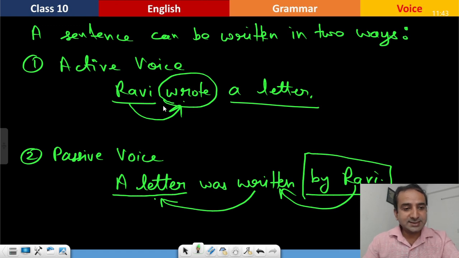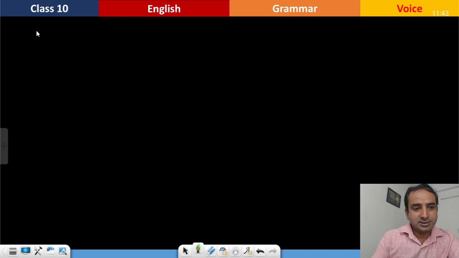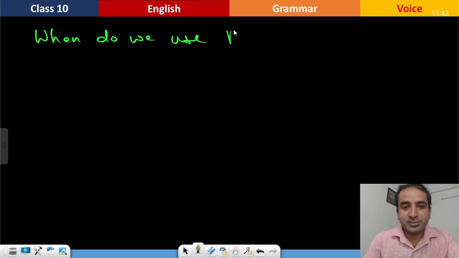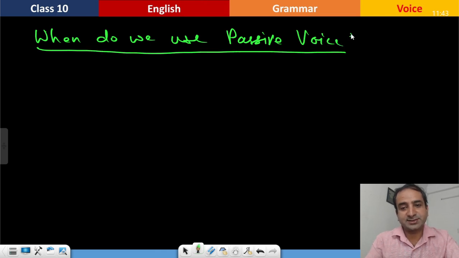So these are the two ways how we can write sentences. So let us continue. Now, the second point is when to use. Okay, let us write it in proper way. When do we use passive voice?